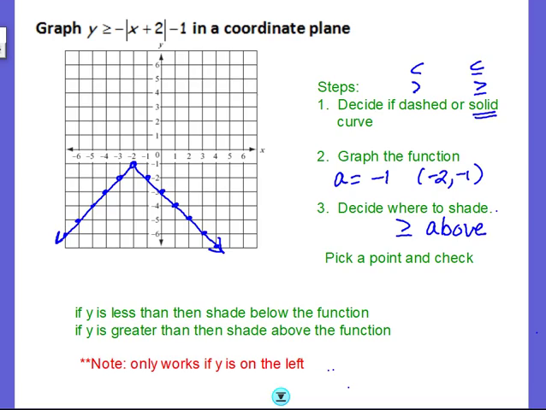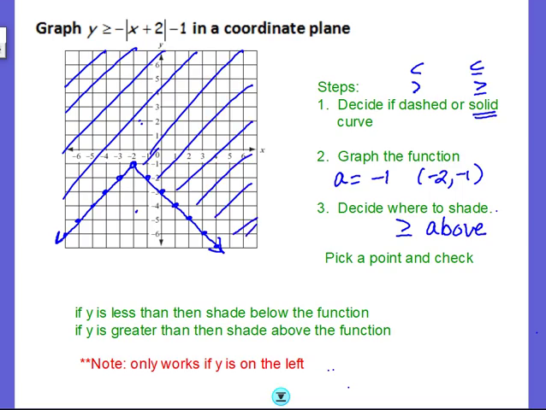And to make sure we got it correct, we're going to pick a point and check it. Alright, so above would be here. This would be below, here's above. So I'm going to shade above. If you're not sure, you might want to pick your point first and check. Alright, any point in that shaded region should make our inequality true. I'm going to keep it easier on myself, and I'm going to pick 0, 0.